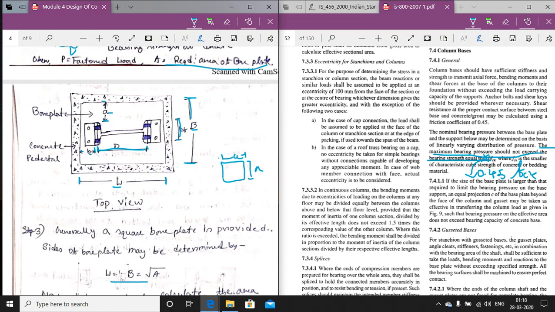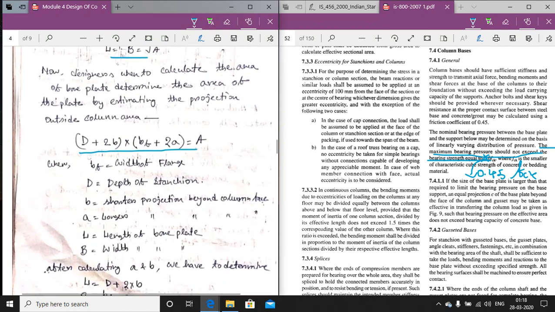Okay, so that's why we will be using this formula to calculate the value of B and A. D we know, that is the depth of the stanchion, because a column in a steel structure is called a stanchion. Capital BF is the width of the flange of the stanchion, that we know. Now these two values are known to us. Now coming to B and A. Now what will be B and A?